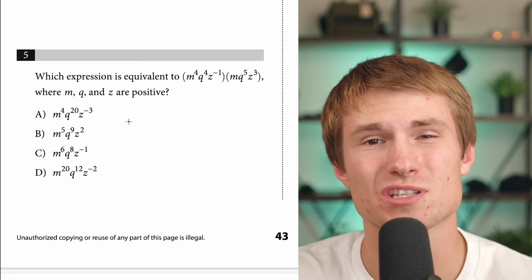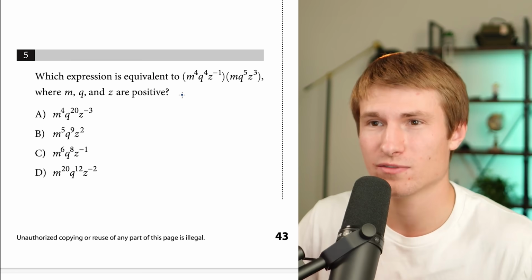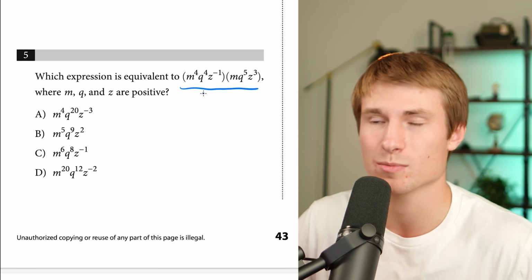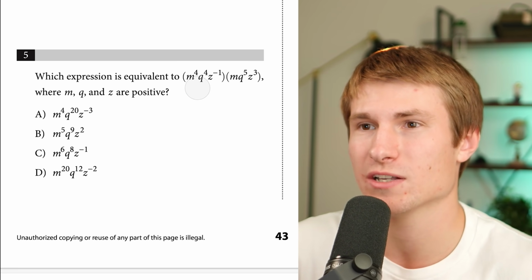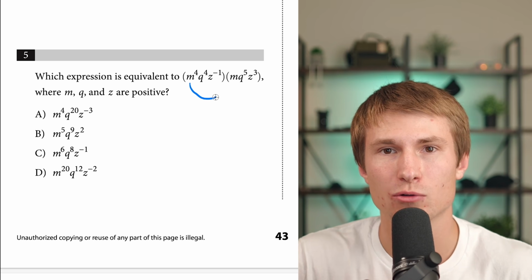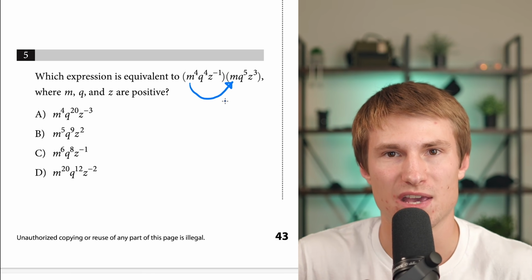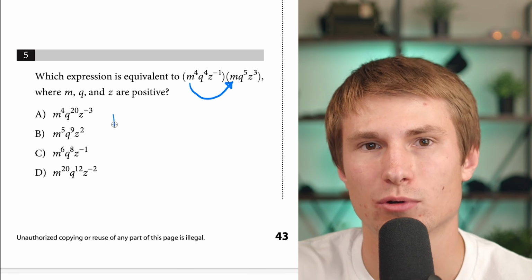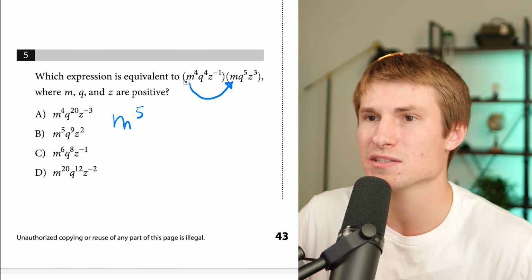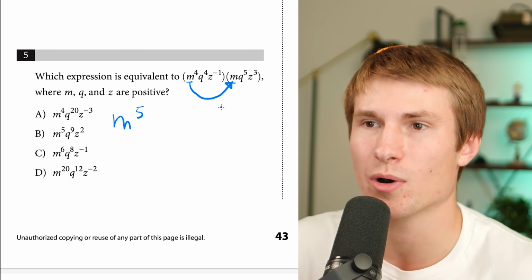Here's how to answer questions about adding exponents on the SAT. Question 5 states which expression is equivalent to, and then we have this multiplication question where m, q, and z are positive. What you need to understand in order to answer this question correctly is how to add exponents when you have the same base. So to illustrate this, let's look at m. m to the power of 4 times m is equal to m to the power of 5. Because it's the same base, we add their exponents when we multiply them together.